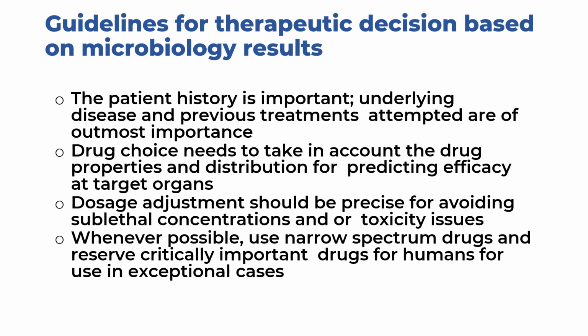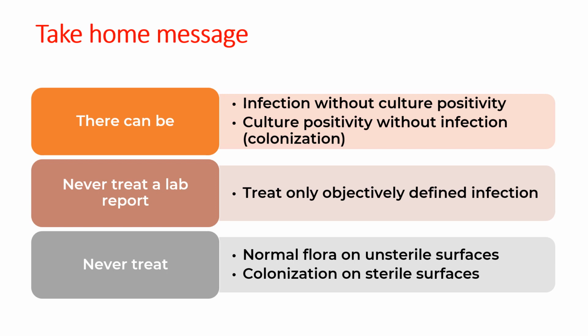Patient history is very important. We have seen a number of case studies in the previous sessions. Underlying disease and previous treatment attempted are of utmost importance. Drug choice needs to take into account the drug properties and pharmacodynamics, and dose adjustments should be made accordingly. Whenever possible, use a narrow spectrum antibiotic and reserve the most important drugs like colistin, tigecycline, and others for use in exceptional cases. So what's the take-home message?